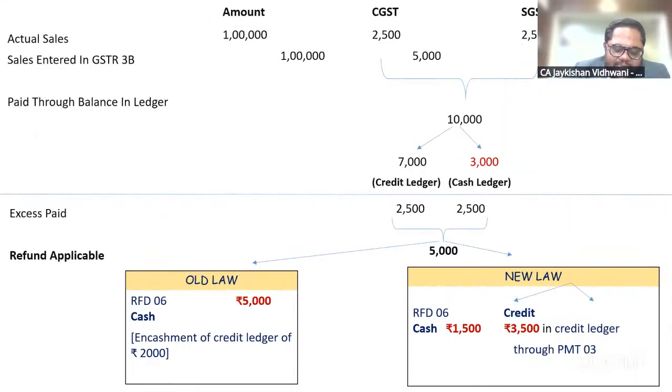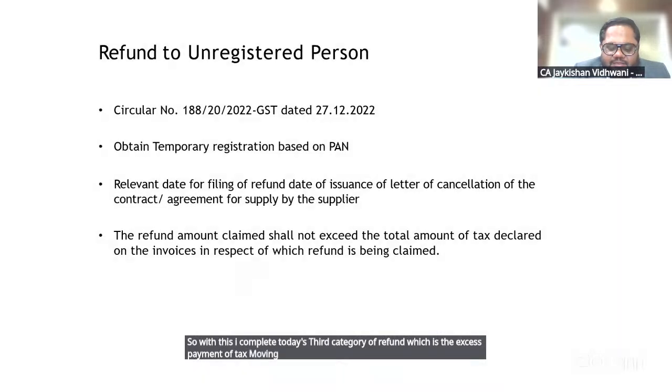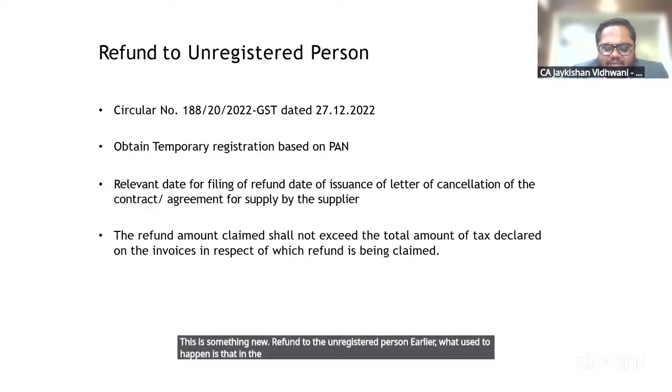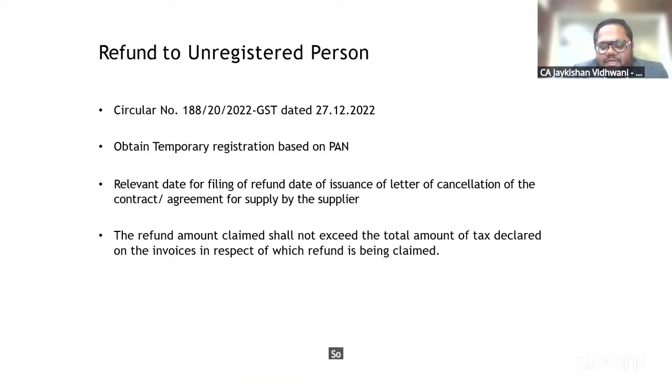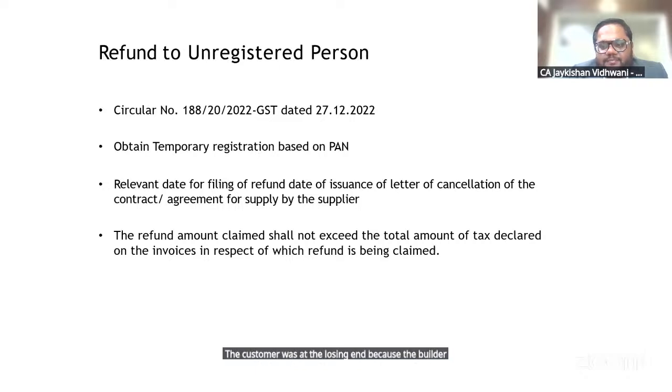So with this, I complete today's third category of refund, which is the excess payment of tax. Moving ahead, this is something new: refund to the unregistered person. Earlier, what used to happen is that in long contracts, like insurance, flat booking and the real estate sector, the tenure of the scheme was more than 2 years, 5 years, 6 years. If someone booked at the initial stage, they used to pay GST to the builder. Now, once the time limit for the credit note is gone and the booking was getting cancelled, the customer was at the losing end because the builder was not returning the GST amount paid.